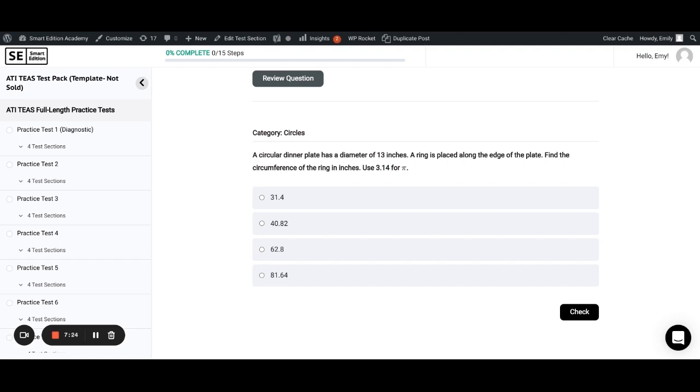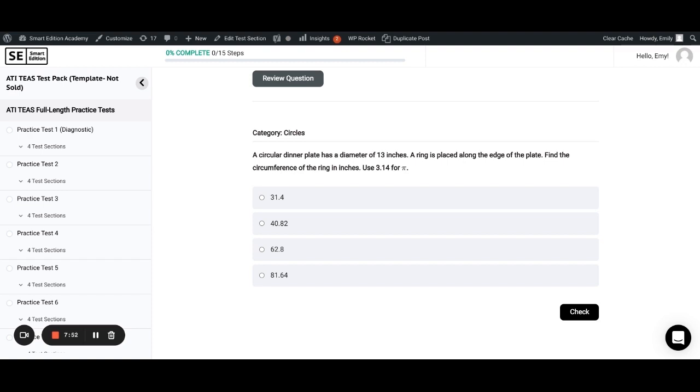So a circular dinner plate has a diameter of 13 inches. A ring is placed along the edge of the plate. Find the circumference of the ring in inches. Use 3.14 for pi.